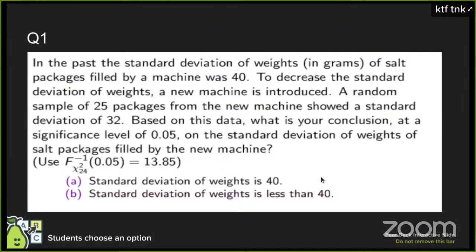So my test statistic will be 24 times S square by sigma square, right? If I'm not writing, it's because you guys have to solve it. Once you solve it, we'll discuss that, and then I'll write. I'm just giving you the formula.